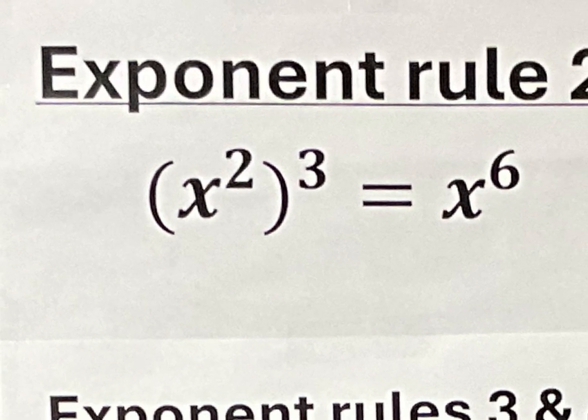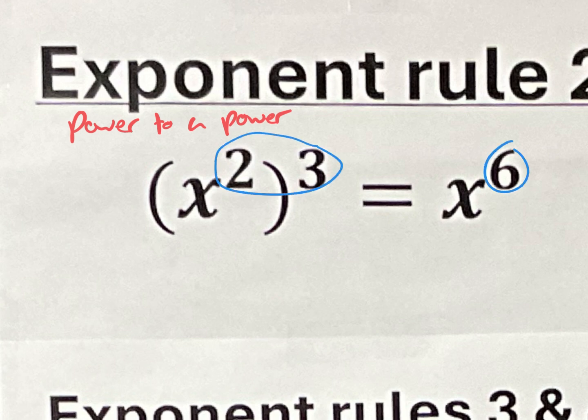So in your notes, you could write down the number 2 for rule 2 and then write down power to a power. So when you have an exponent on an exponent, that's when you multiply. Power to a power, multiply. 2 times 3 is 6. Okay? A power to a power, that's when you multiply.